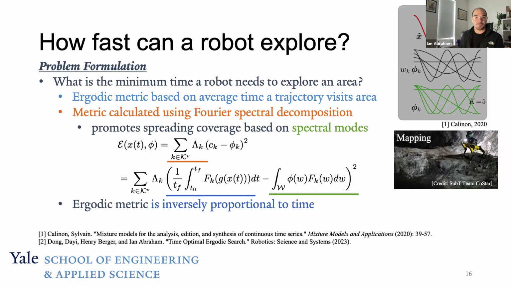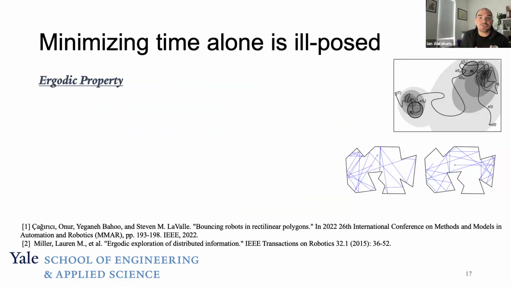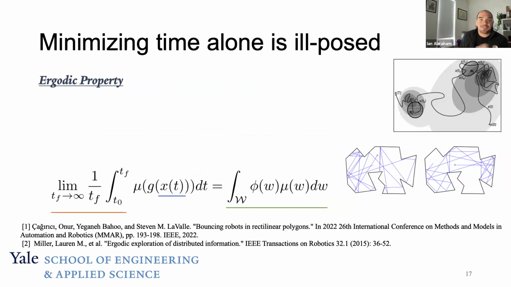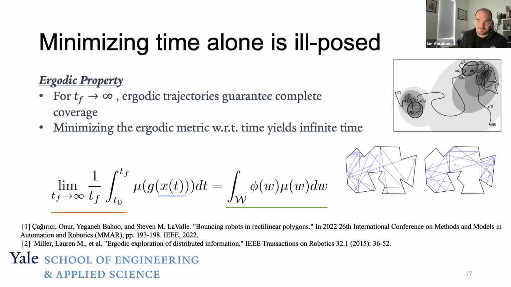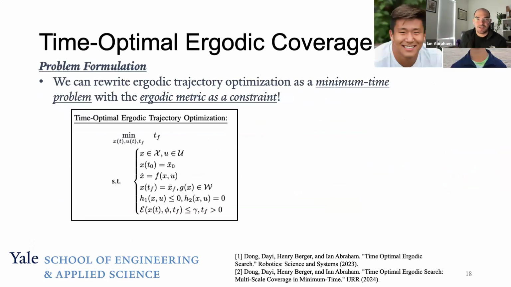And so again, note that the ergodic metric is inversely proportional to time. So in a sense, we could just stick the ergodic metric into a minimum time problem and say, okay, minimize time. The issue though is that it's actually an ill-posed problem. Note that time has to go to infinity for this ergodicity statement to be established. So if you look at the metric, a solution is that t has to go to infinity, which means we'll have infinite time. And that's not necessarily what we want.